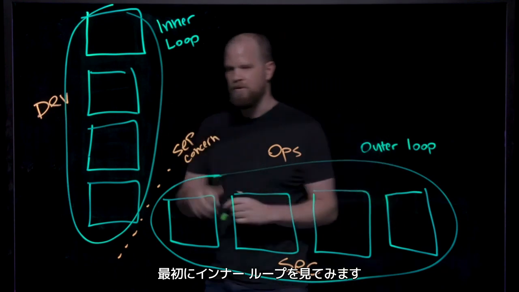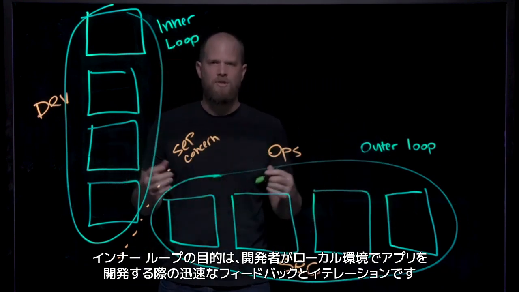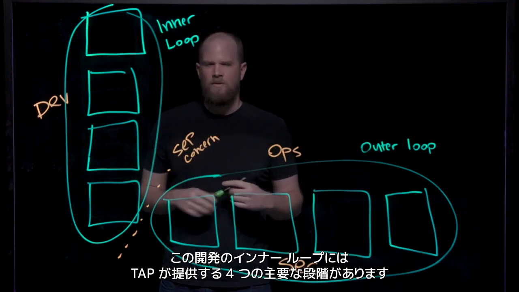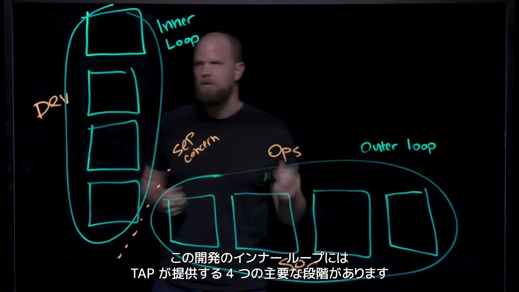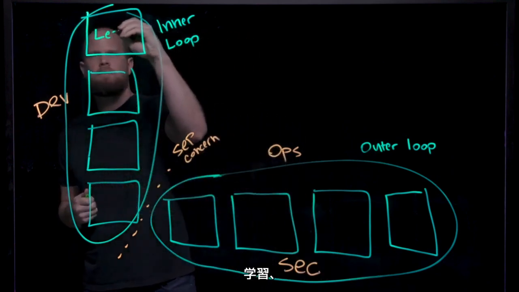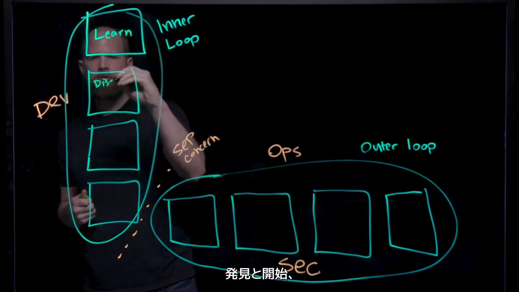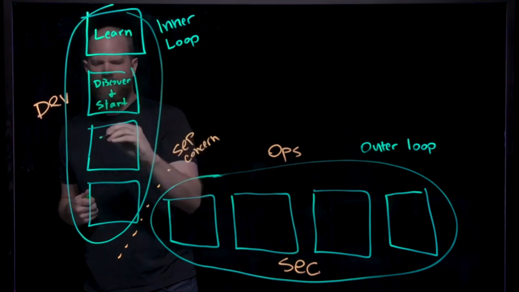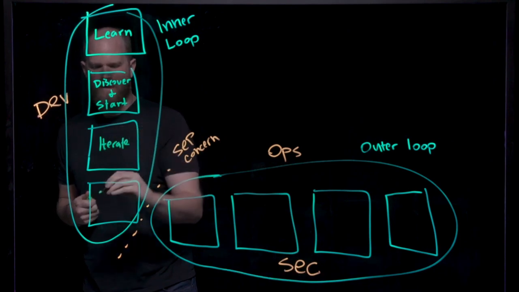Let's talk about the inner loop first. The inner loop is all about quick feedback and quick iteration when a developer is developing their application in their local environment. There are four key outcomes that we want to focus on for TAP for the inner loop for developers. There's learn, discover, and start, iterate, and debug.